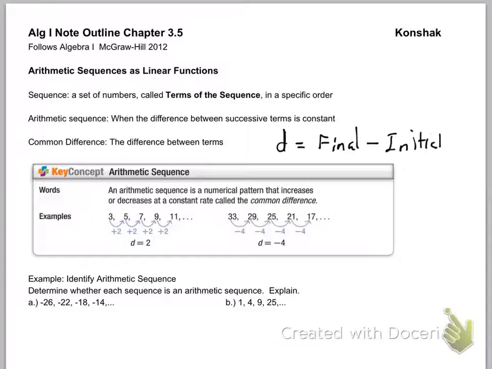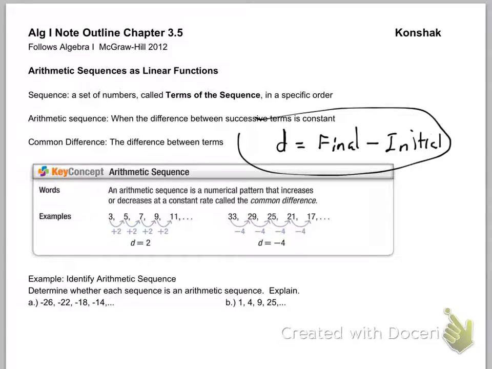So what I want you guys to do is use this idea of final minus initial when solving for the common difference. Our first example is to identify: is it an arithmetic sequence, yes or no? And if it is, what would the common difference be? Guys, it's not enough to state it's an arithmetic sequence by only testing one number. You have to test it multiple times, or all of the times. Okay?